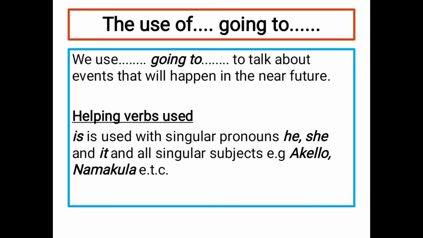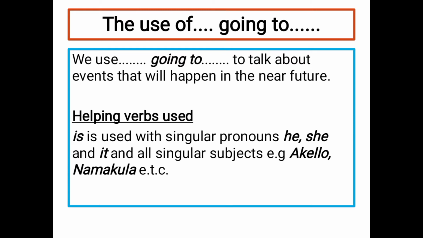When using "going to" as a structure, you need to use these helping verbs: is, am, and are in your sentences. But you use these helping verbs depending on the subject of the sentence. "Is" is used with singular pronouns such as he, she, and it. So if you are using he, she, and it as your subject in a sentence, then you need to use "is" as your helping verb.